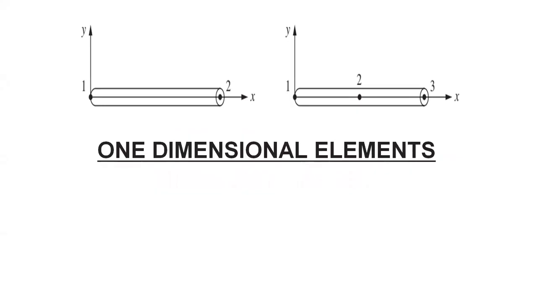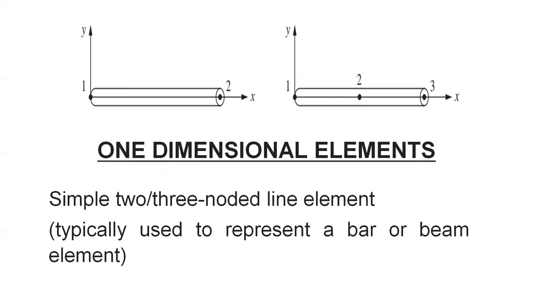In one-dimensional analysis, the body is represented by a line element. Simple line elements comprise a linear element, which is shown in the figure on the left, and a quadratic element, which is shown in the figure on the right. A linear element consists of two nodes, node number 1 and node number 2, while the quadratic element comprises three nodes, node numbers 1, 2 and 3. These two elements are generally used to solve problems existing in the case of bar and beam elements.